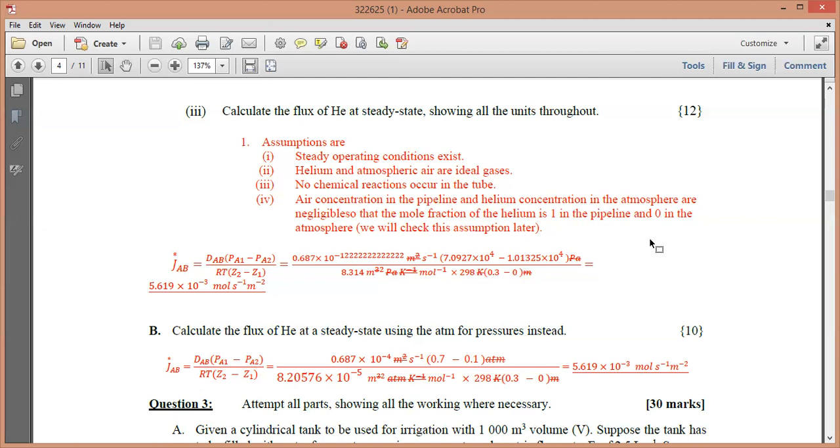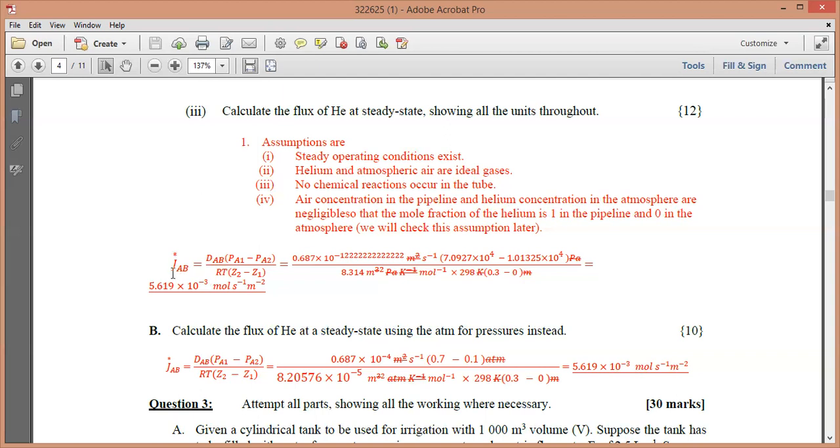take it as negligible. So when we take that concentration as negligible, it means that the mole fraction of the helium is one in the pipeline and zero in the atmosphere, and vice versa. The statement is also true vice versa for air also. So meaning for the air concentration, it means inside the pipeline, air will be zero, okay? And in the atmosphere, air will count it as the mole fraction equal to one.